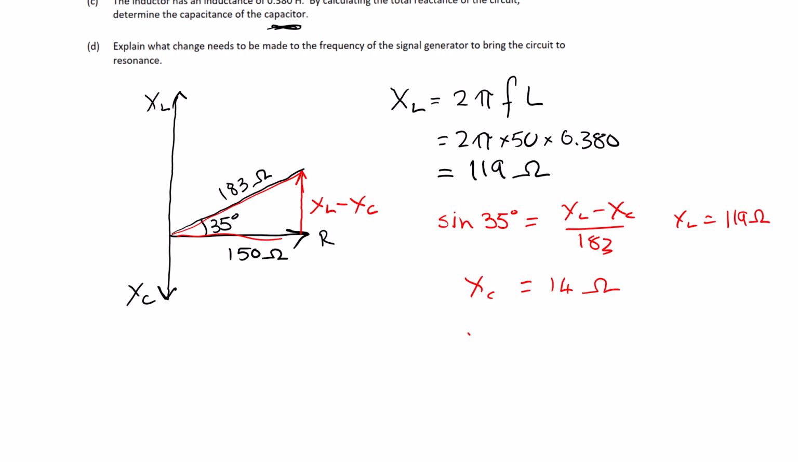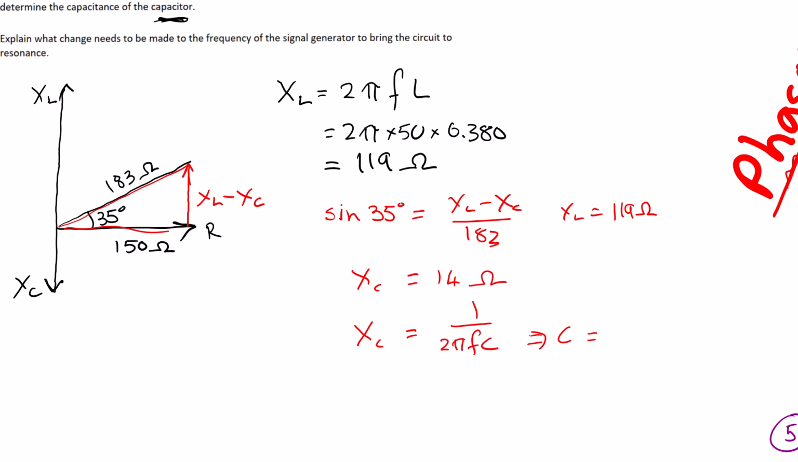And then we can use our equation, XC is equal to 1 over 2 pi FC. Substituting in all our values, it'll give us the capacitance is equal to 0.000227 farad, and let's write this in standard form: 2.27 times 10 to the negative 4 farad. That's our capacitance. Those are the steps for that.